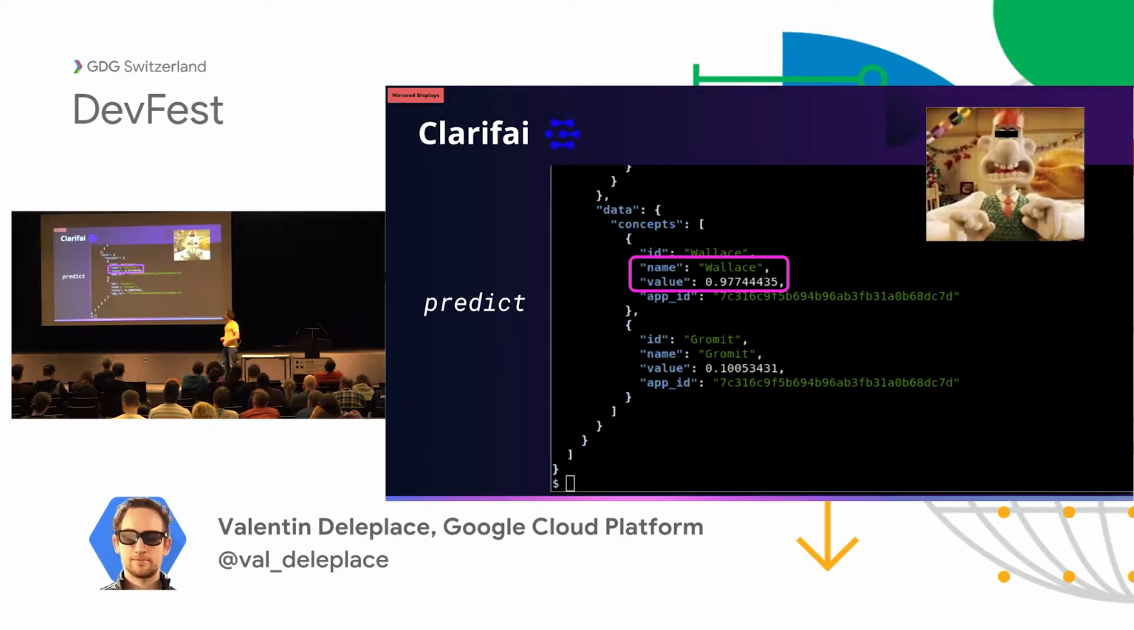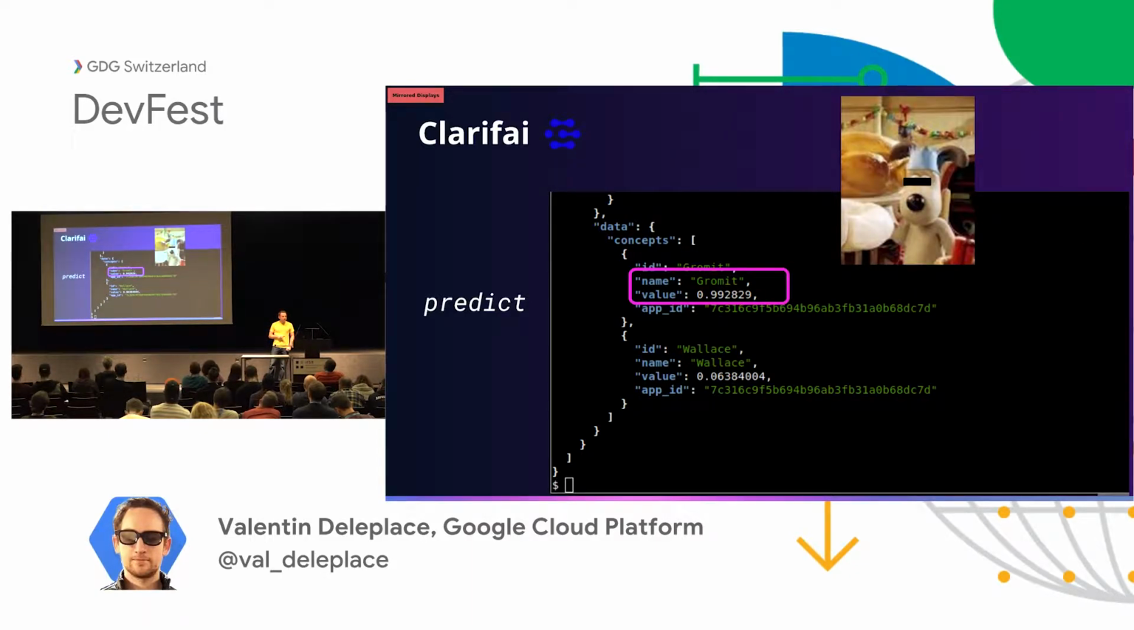Okay. So if I predict what this one looks like, it correctly predicts Wallace with high confidence. Correct. Thank you. Okay. So next prediction. This one looks like Gromit with high confidence, 99%.